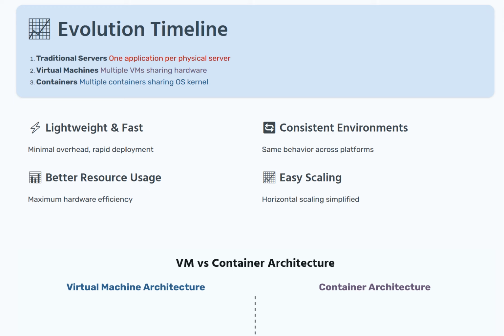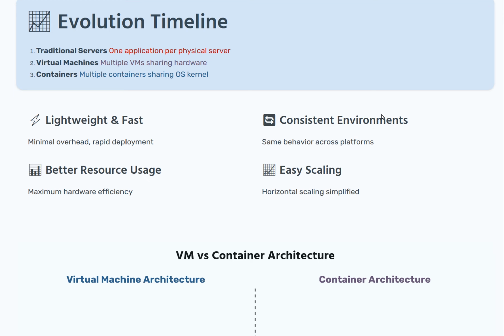So what is the difference with containers? They are lightweight and fast, with minimal overhead. You can deploy rapidly, quicker than deploying a virtual machine. There is consistency across environments, so it doesn't depend on the OS. Better resource usage, maximum hardware efficiency, and easy scaling. So we can scale easily with these.